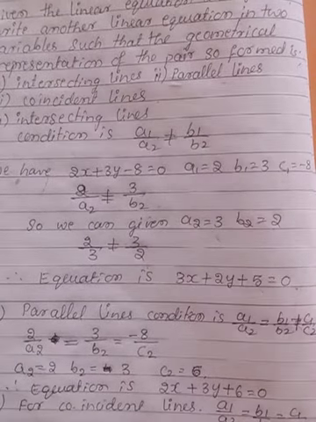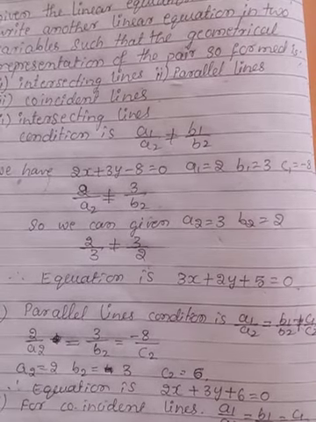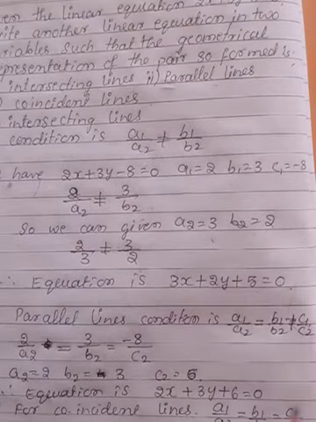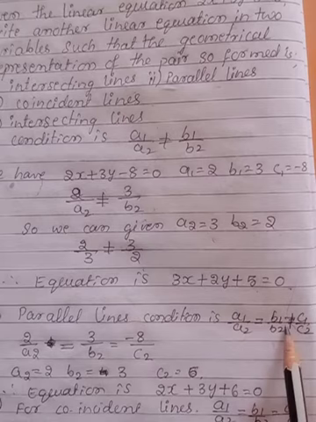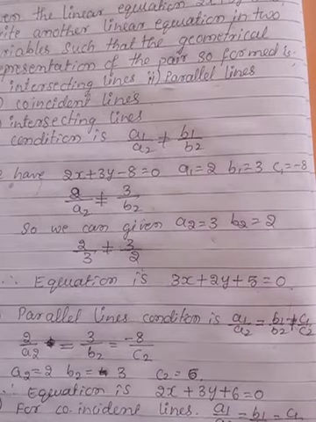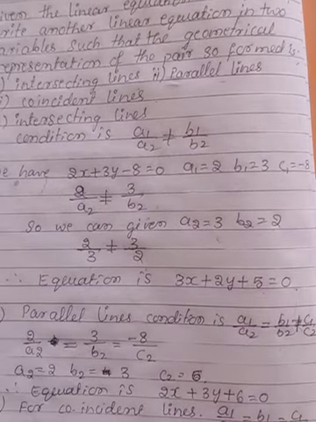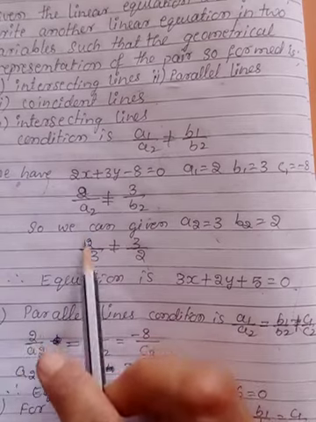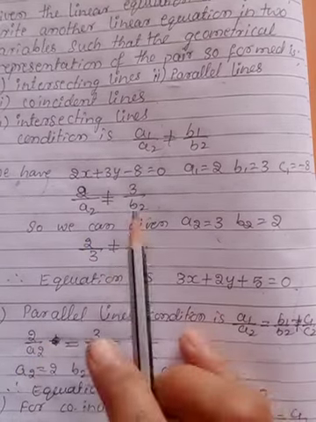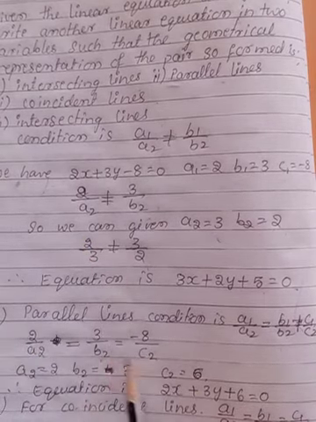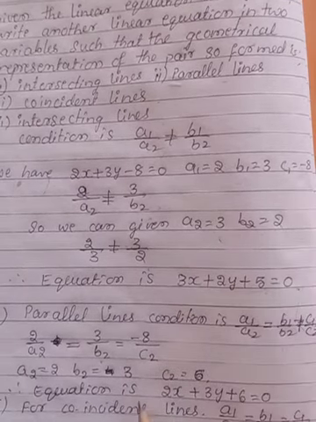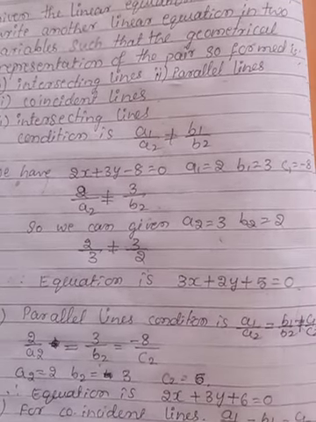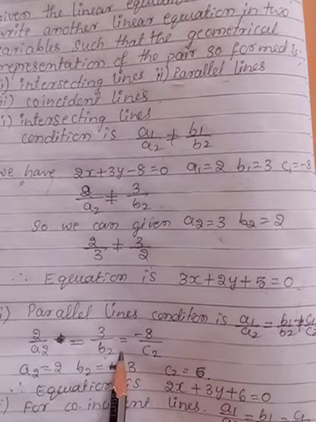Now for the second, the parallel lines condition is a1 by a2 is equal to b1 by b2, which is not equal to c1 by c2. Isn't it? So a1 by a2 is what? 2 by a2, 3 by b2, and c1 is minus 8 by c2. So these two should be equal.